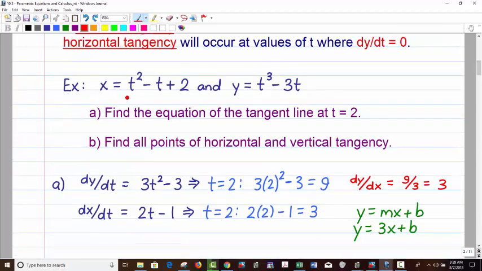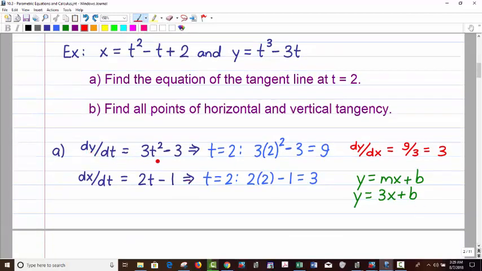So here's our parametric set of equations. X equals t squared minus t plus 2. Y equals t cubed minus 3t. So dy dt, this derivative would be 3t squared minus 3. The derivative of x would be 2t minus 1. So if I put t equals 2 into both of those, I get 9 for this one, 3 for this one. Therefore, dy dx would be 9 divided by 3 equals 3. I didn't specify, but you would have to do the equation of the tangent line in rectangular form.